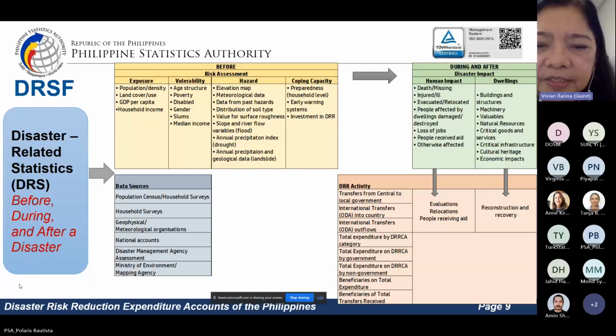And you have international transfers from other countries that go to the Philippines, in terms of overseas development assistance. In addition, we also have information on government and non-government expenditures by the corporations and households. These statistics are already available in the Philippines. However, we must admit that this data has yet a lot to be improved, in terms of coverage and in terms of the quality generated by the different agencies.